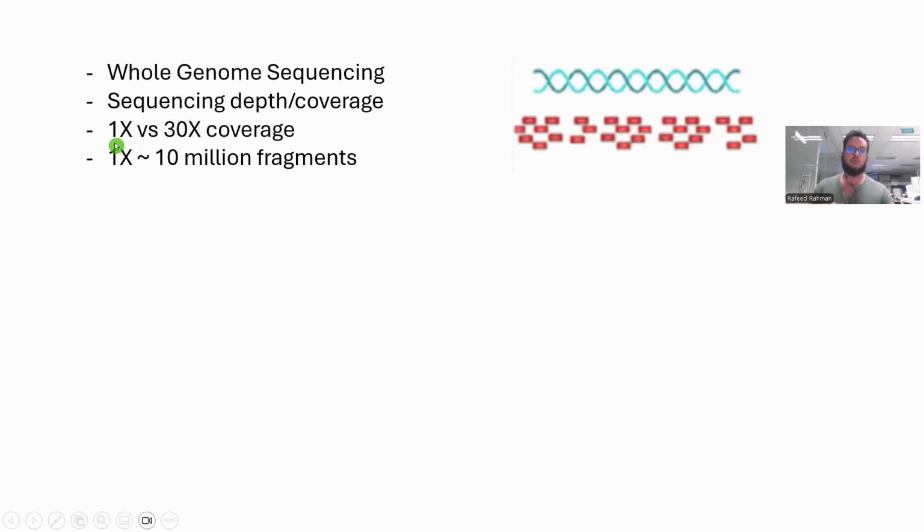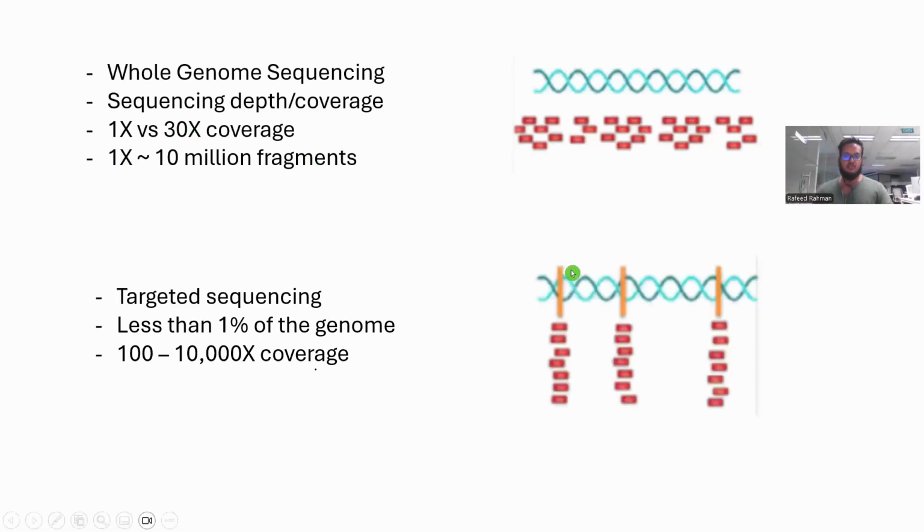But again, there is the cost issue. If you are doing deep whole genome sequencing, or deep WGS, then the cost is very high. On the contrary, if you are doing low pass, which is less than 5x, then the cost will be much lower. If you do 1x whole genome sequencing, you will get approximately 10 million fragments from a single sample. You can just multiply it. So for 30x, it will be 300 million fragments, basically. So the FASTQ file, the BAM file, everything will be 30x larger.